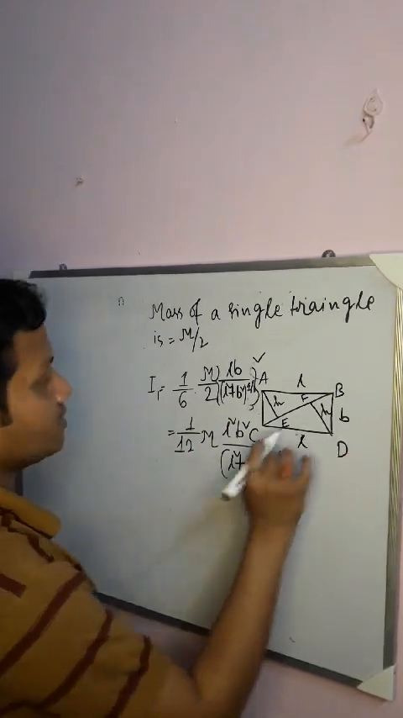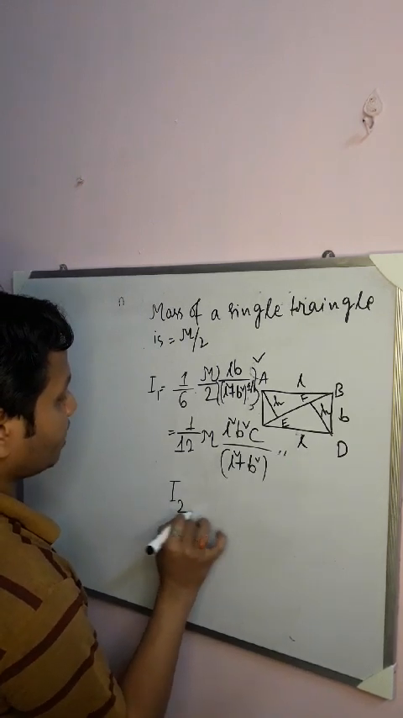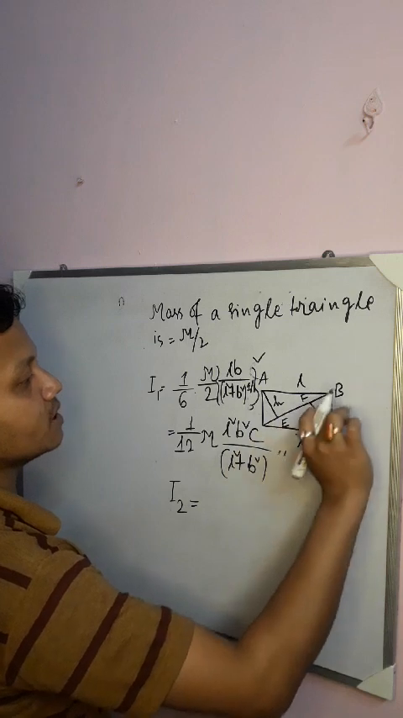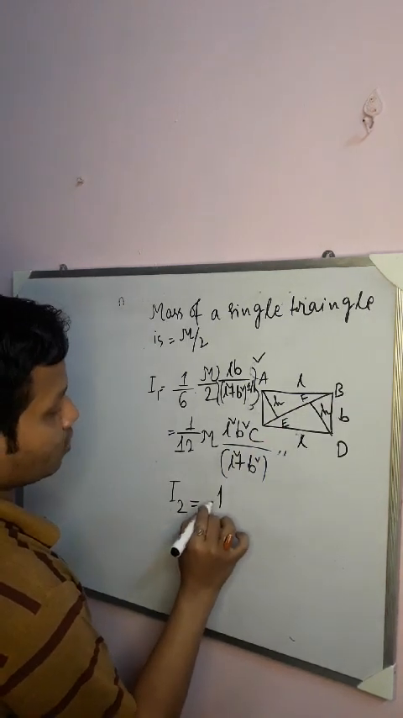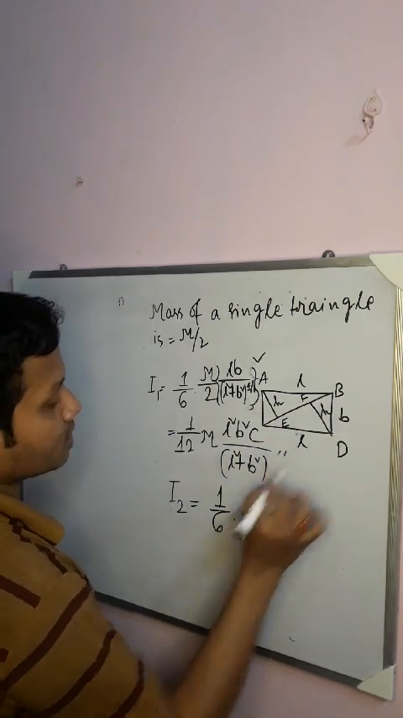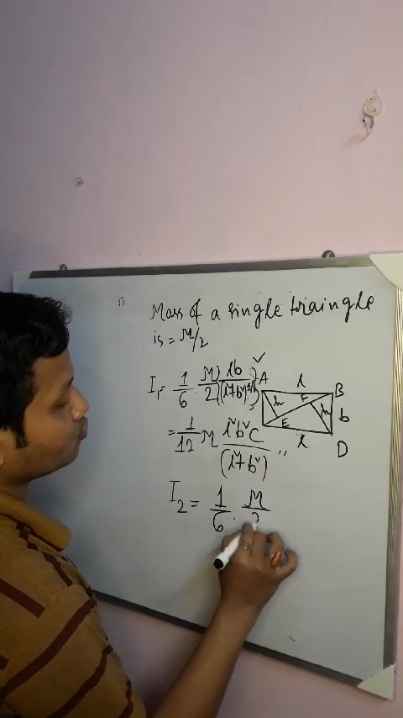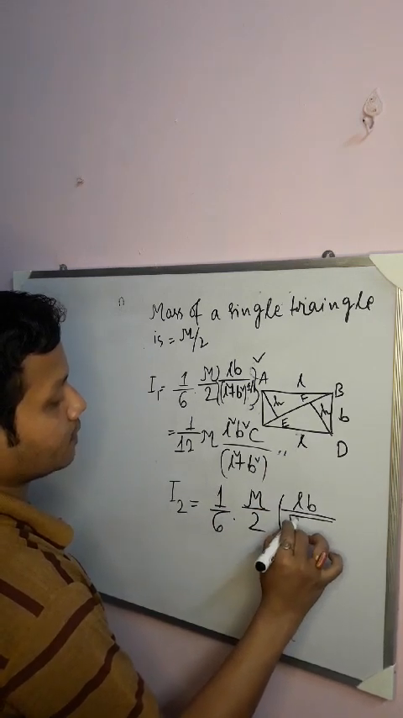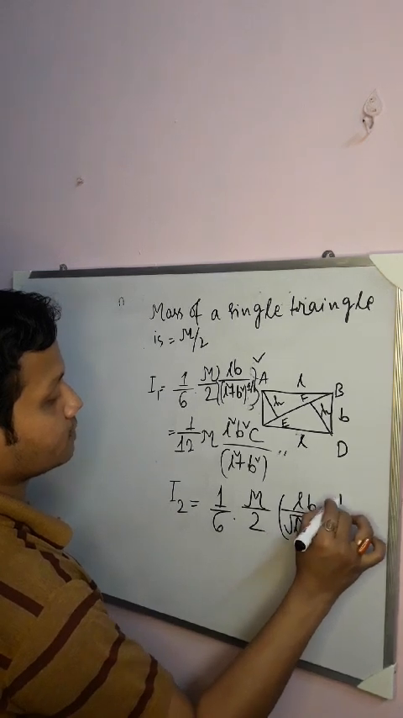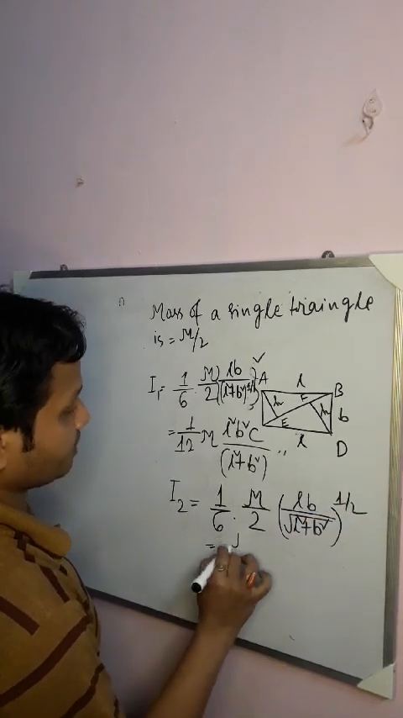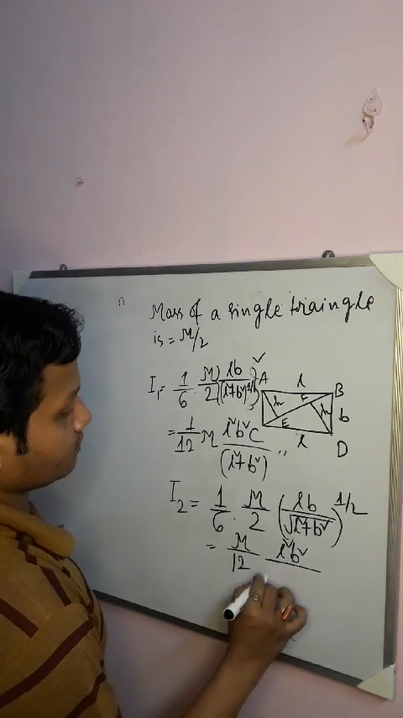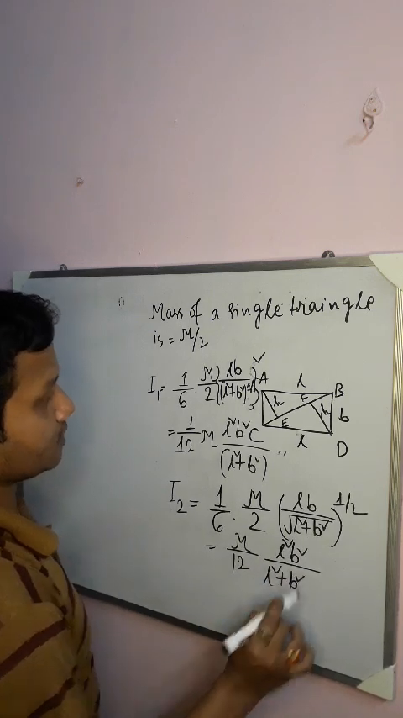Fine. Now similarly, what would be the moment of inertia of the triangle CDB about CB, the diagonal? That is 1/6 M, the mass of the triangle is M by 2, H square. That means LB by L square plus B square whole to the power half, squared. That means M by 12 L square B square by L square plus B square. Fine.